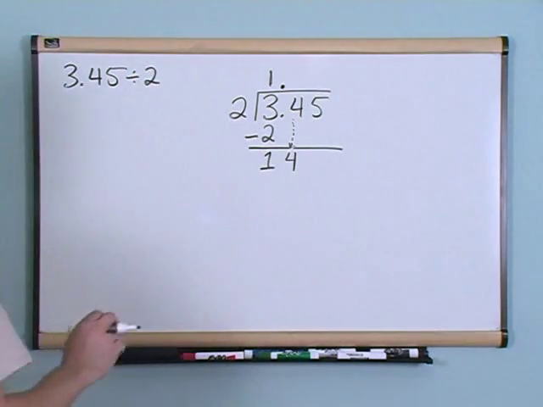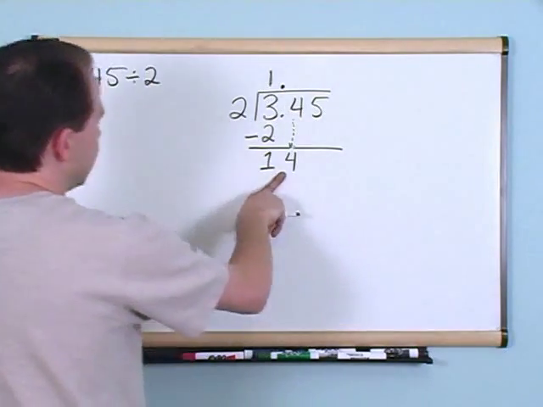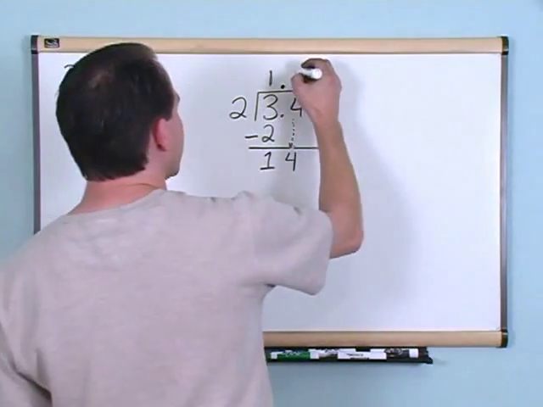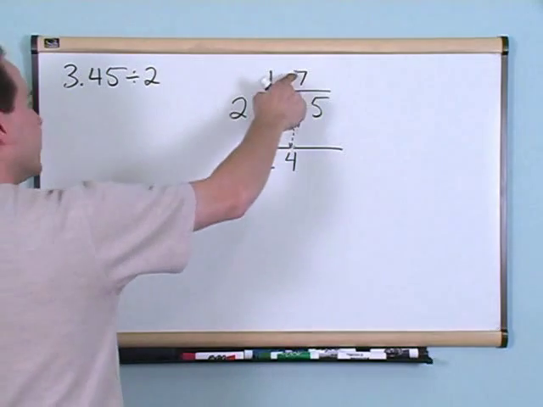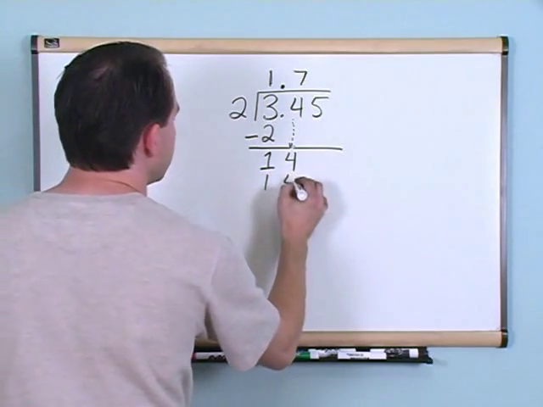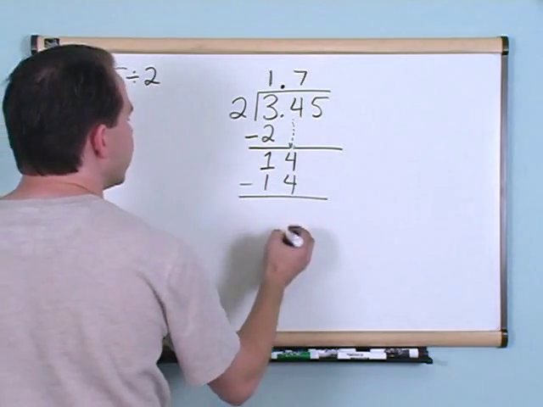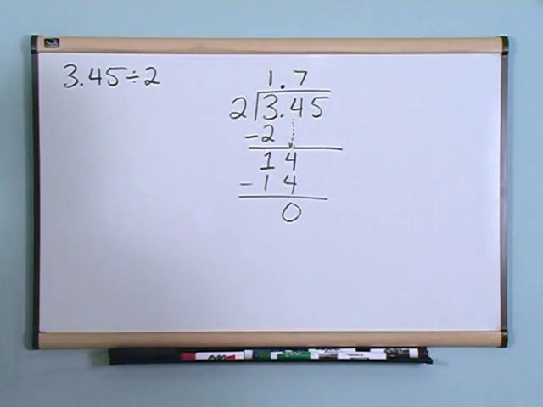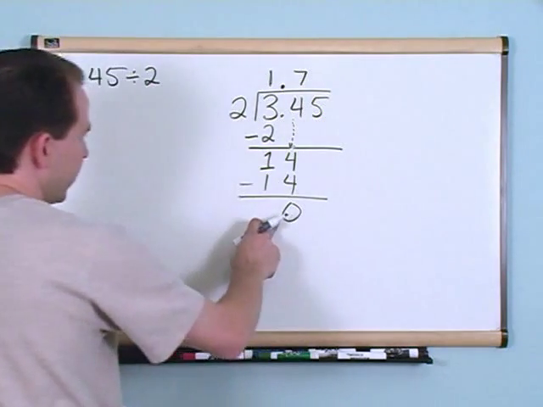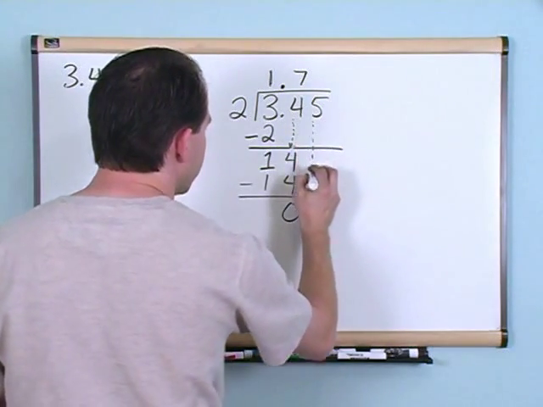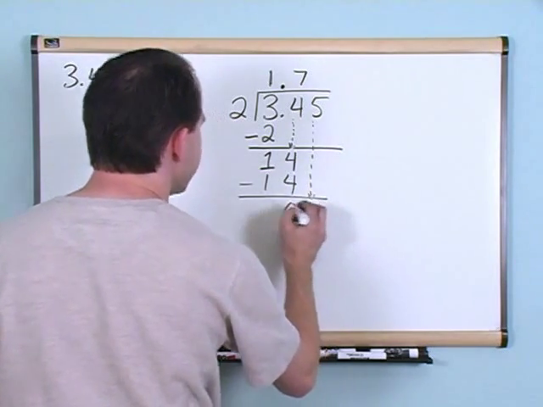Now the next question we ask is, can 2 go into 14? Okay? The answer is yes, it can go 7 times. Why? Because 7 times 2 is 14. Okay? So you multiply and you write that down, and you subtract, and you're going to get a 0, because 14 minus 14 is 0. Can 2 go into 0? Well, no, of course it can't, but before we give up, we're going to drop down this 5.